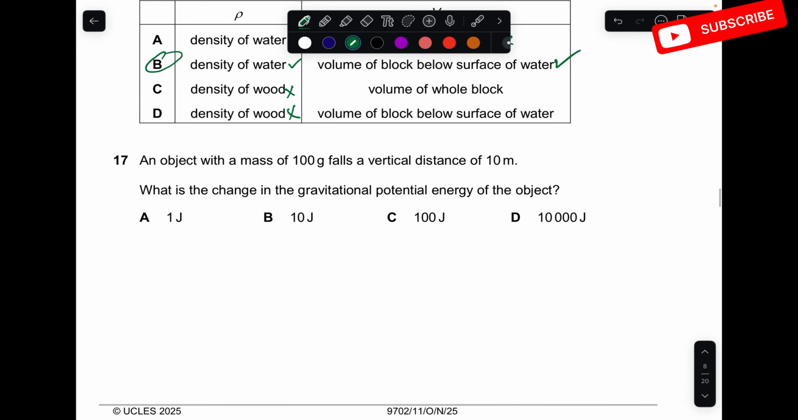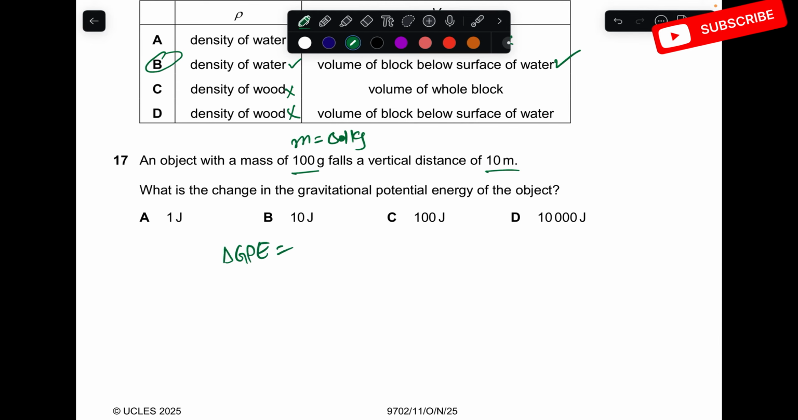An object with a mass of 100 gram falls a distance as given. This is mass, this is gravity. So you have to convert mass into kg. It will be 0.1 kilogram. Okay, and so the change in GPE is mgh. m is 0.1, this is 9.81, this is 10. This will be 10. So it's option B.